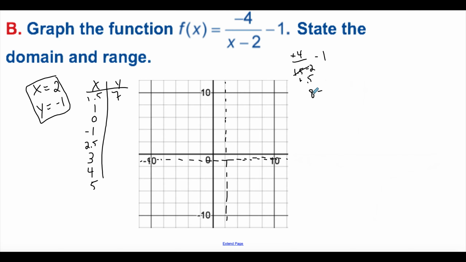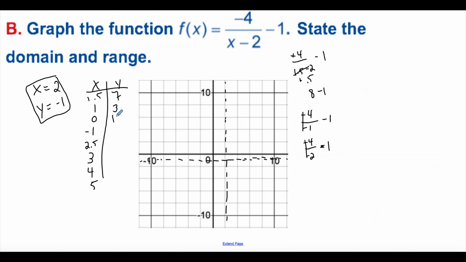Okay, so let's do the 1 next, so negative 4 over 1 minus 2, so that's negative 1. That gets me to a positive 4. Okay, so 4 minus 1 is 3. Then we do the 0. 0 minus 2, negative 2 down there. Those turn back positive. 4 over 2 is 2 minus 1. So 2 minus 1 is a 1.